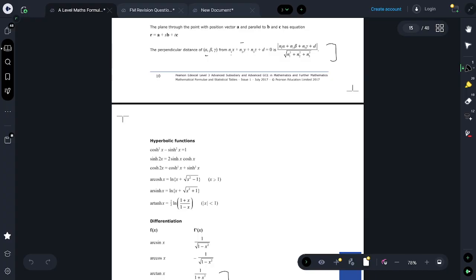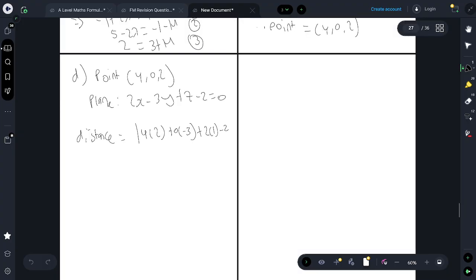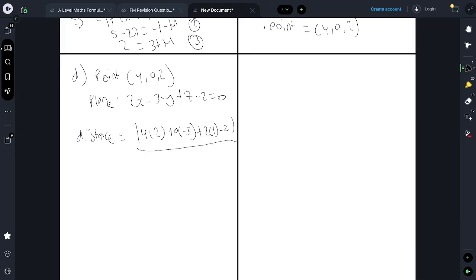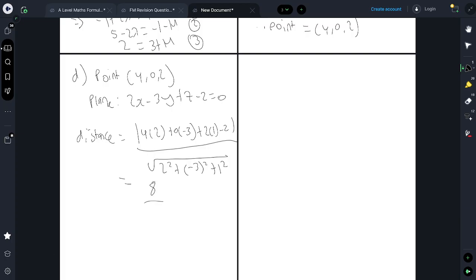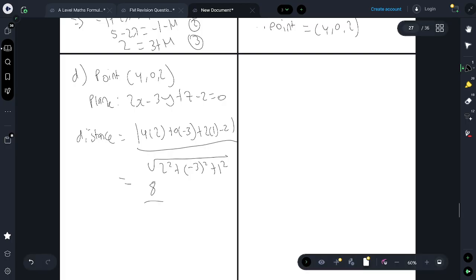And then we need to divide, similarly like with the angle, by the square root of the length of the direction, the normal vector, right? So that would be the square root of 2 squared plus minus 3 squared plus 1 squared. So put that all into the calculator, you would get 8 over root 14.